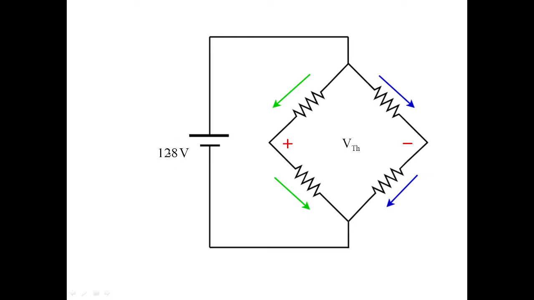Now, the voltage source is connected in parallel to these two resistors. Why am I saying parallel? Because from this positive plate to this particular point, and from this negative plate to this particular point, we don't have any other resistance. Therefore, we can say 128 volts is connected in parallel to this resistor and this resistor in series with the other two resistors.